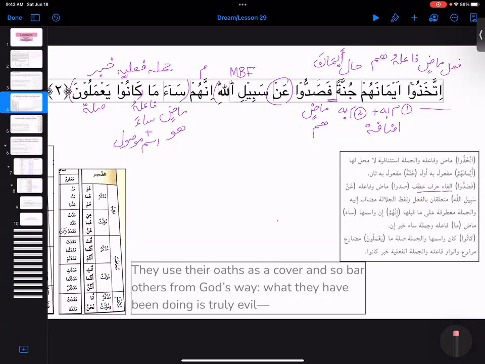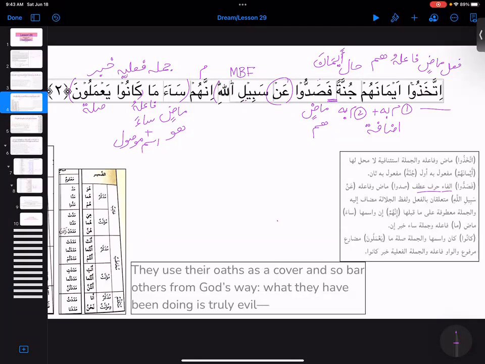So this is done. Now we have a new sentence over here. Innahum. So these are the words of Allah subhanahu wa ta'ala. Allah is saying, Innahum, indeed they are. Sa'a. So again, we can see that innahum, we are looking at jumla ismiya. And then sa'a ma kanu ya'malun. What is that? This is jumla fi'liya coming as a khabar. Okay, so this is the khabar of innahum.